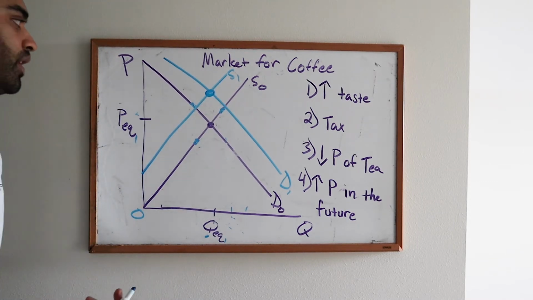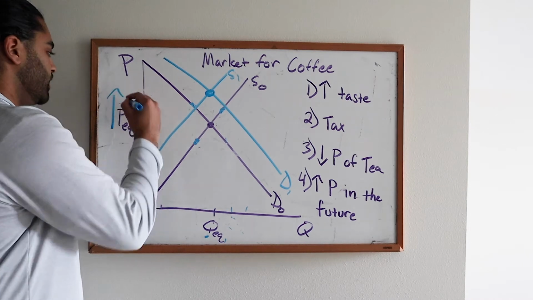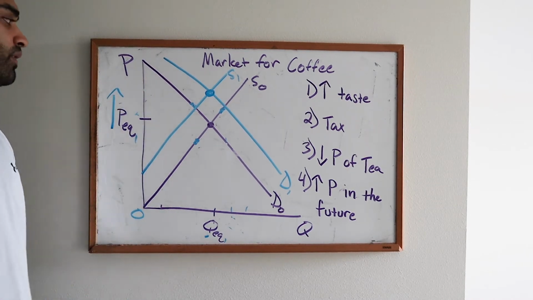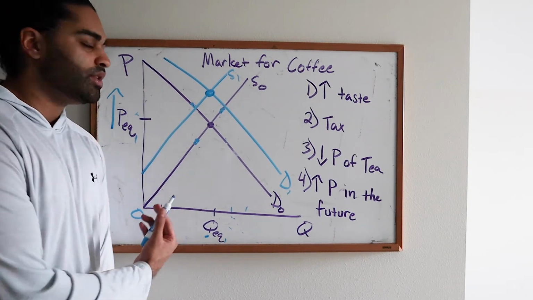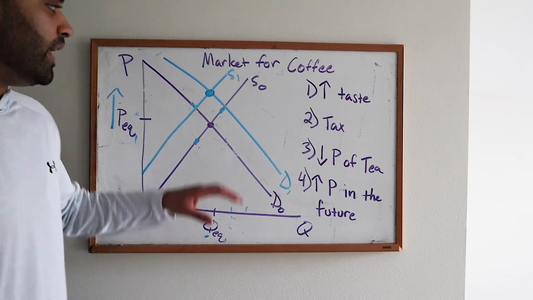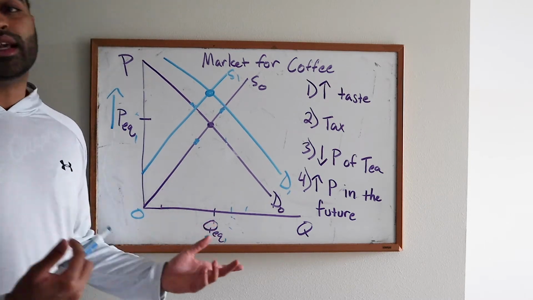Okay, so the first thing we're going to notice is price obviously increased. We're getting further away from the origin. The next thing is quantity. So what's happening to quantity? Now the word we use here is ambiguous. It could be either or. In this case, we're saying that it's going to stay constant.